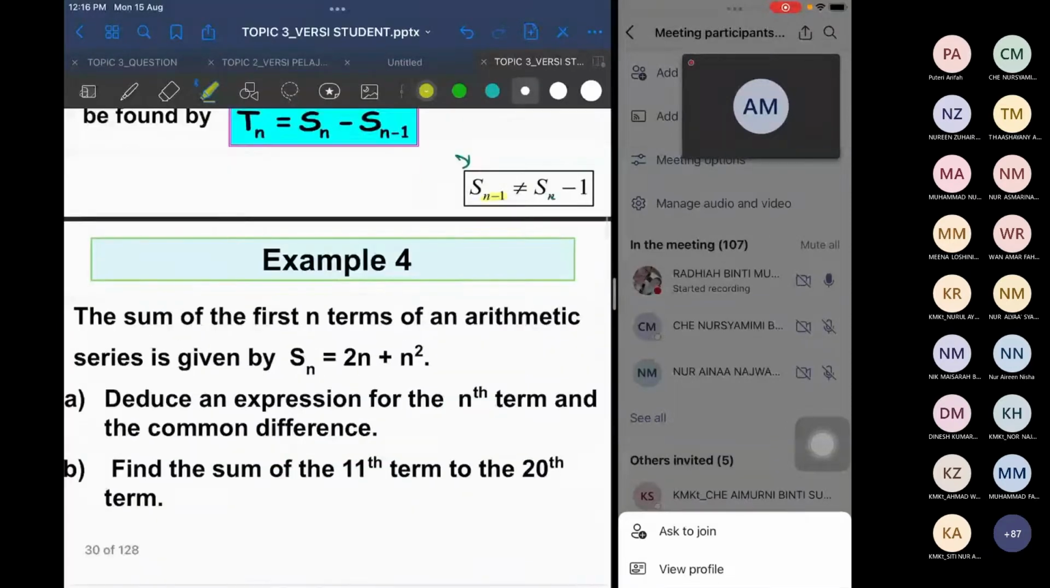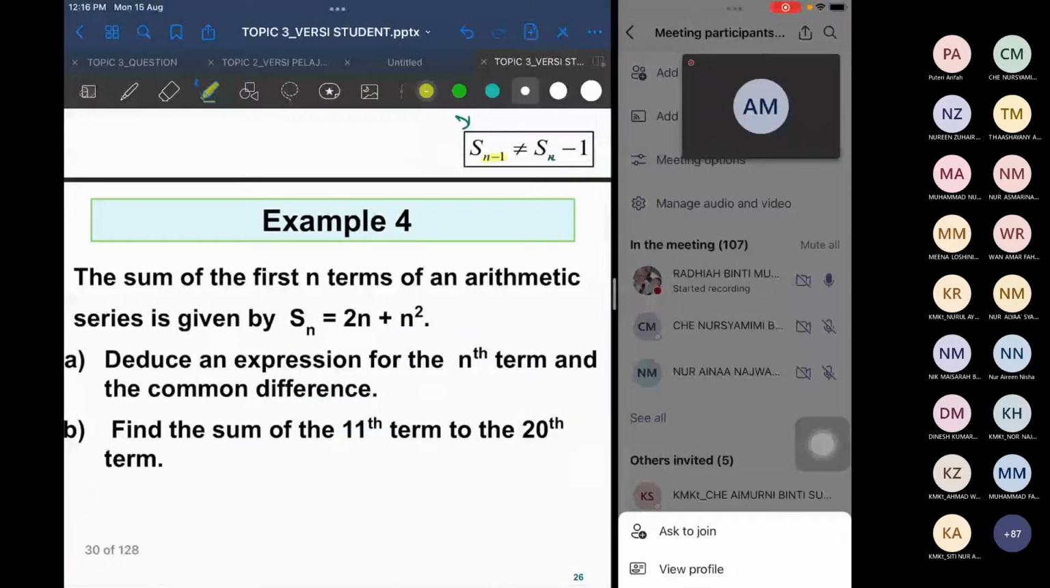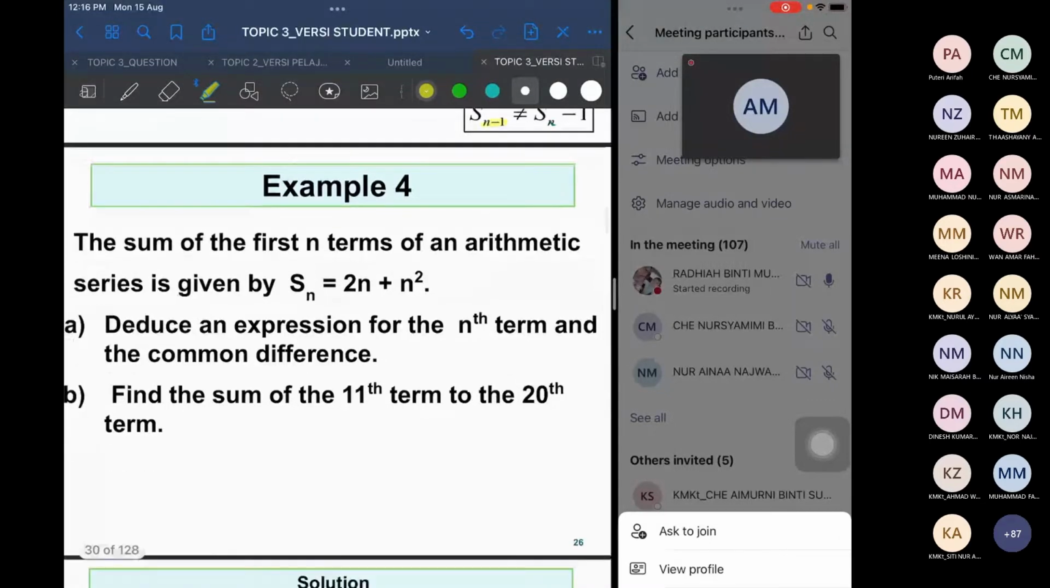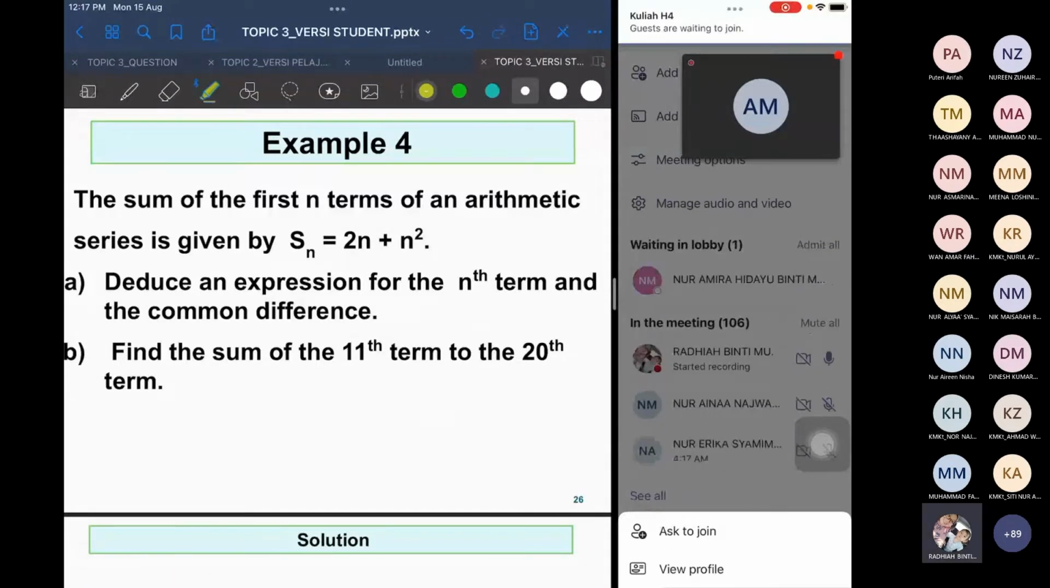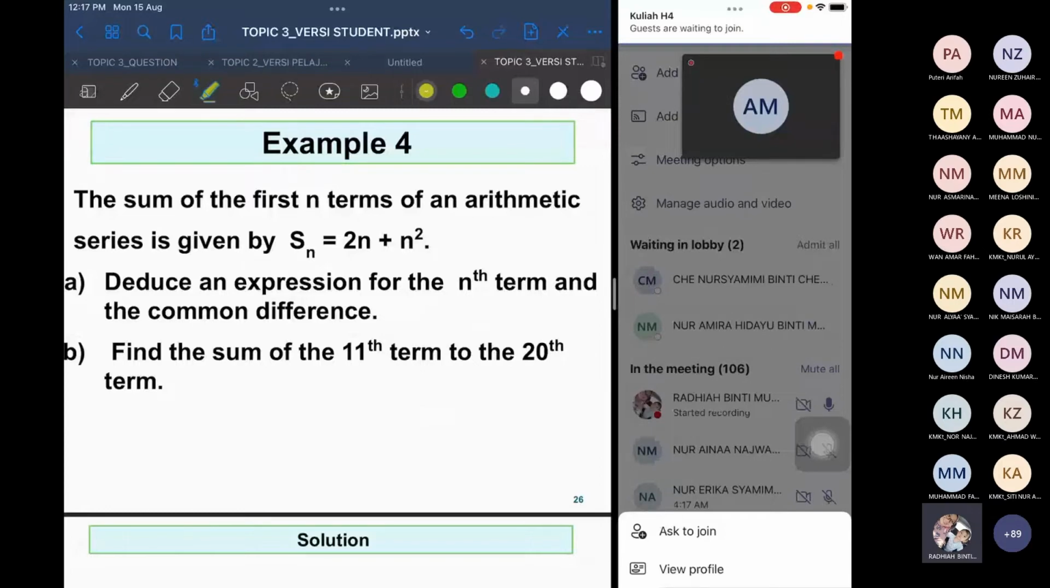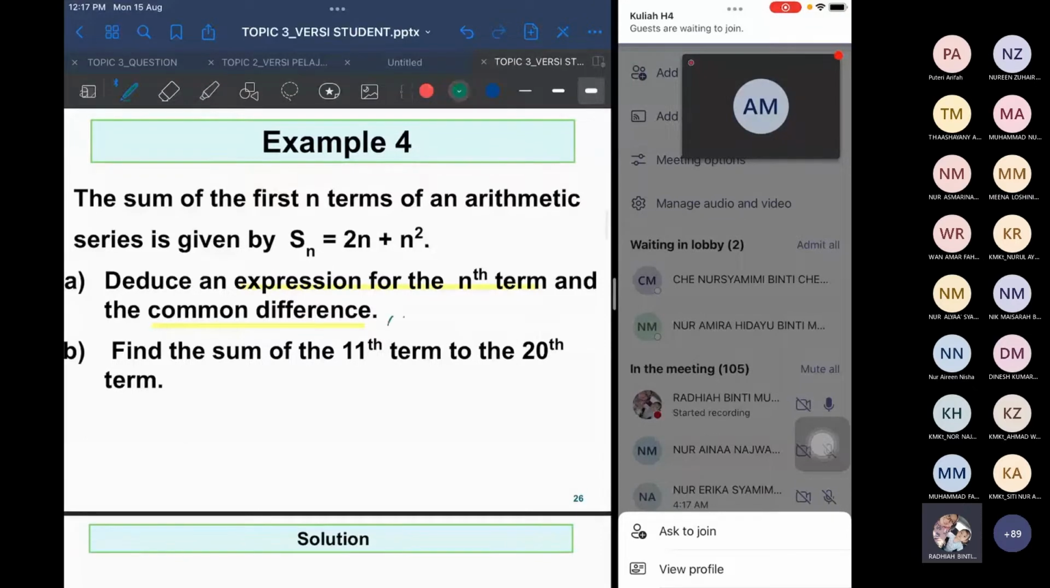Okay, dia kata the sum of the first n terms of an arithmetic series is given by Sn is equal to 2n plus n square. And then dia minta kita deduce an expression for the nth term and the common difference. So sekarang ni awak kena deduce expression for the nth term dengan common difference. Common difference tu awak kena cari nilai d tu kan.